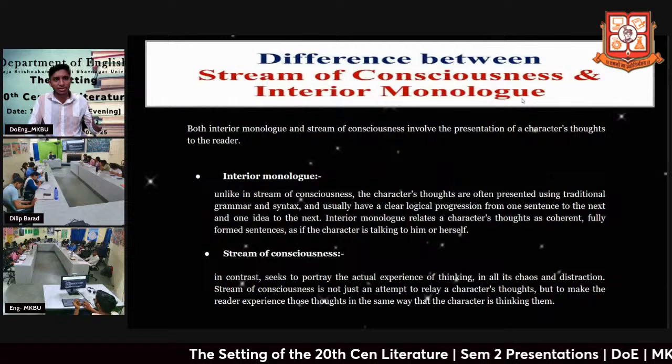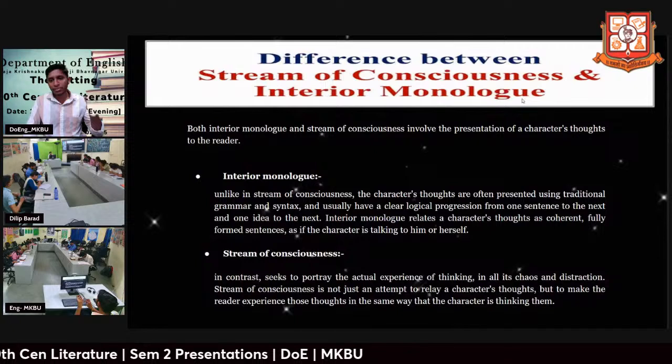Difference between stream of consciousness and interior monologue. Both interior monologue and stream of consciousness include the presentation of the character's thoughts to the reader.